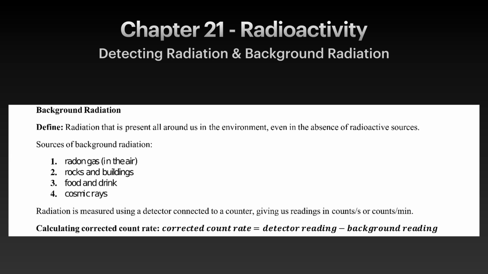As we saw previously about background radiation, it is the radiation that is present all around us in the environment, even in the absence of any radioactive sources. Some sources of background radiation are radon gas in the air, rocks and buildings, food and drink, and cosmic rays. Radiation is measured using a detector connected to a counter, which gives us readings in counts per second or counts per minute. And we know that the corrected count rate of a radioactive source is equal to the detector reading minus the background reading.